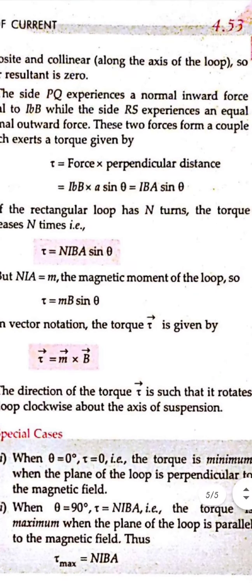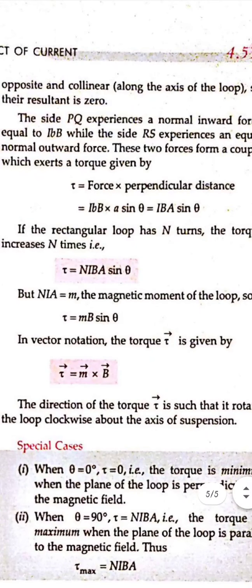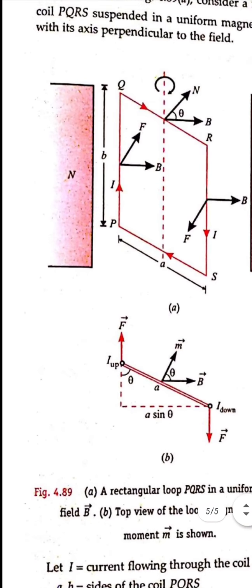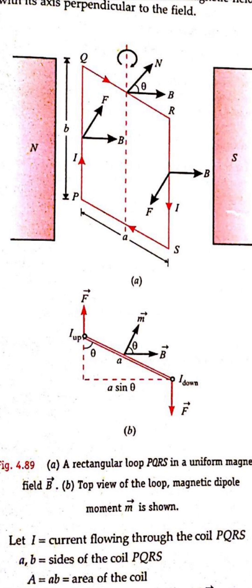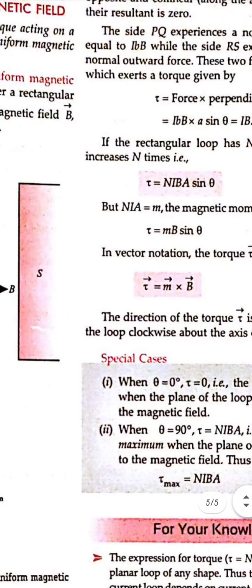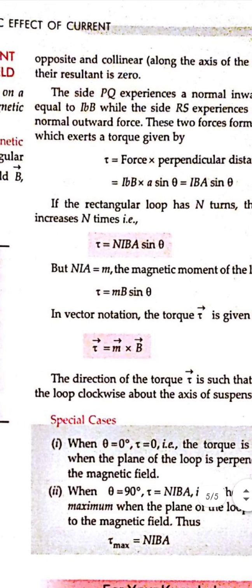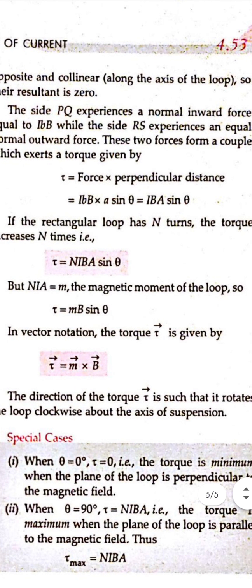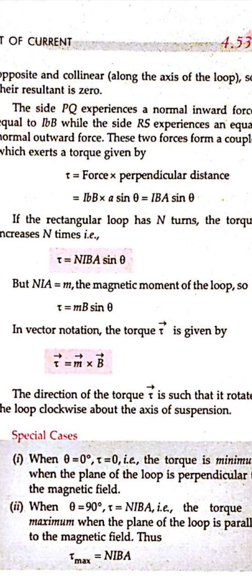We know that torque is given by the force into the perpendicular distance between them. Now what is the force here? It will be given as I b B, where I is the current, small b is the length of the loop, and capital B is the magnetic field. So it is I b B, and the perpendicular distance: the distance is a, but for the horizontal it is a cos theta, and for the vertical it is a sin theta. So the torque is given as I B A sin theta. If the number of turns of the loop is N, then it is given by N I B A sin theta.